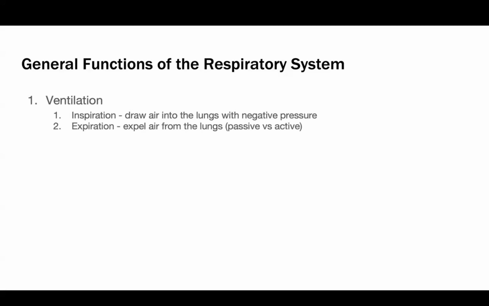So what does the respiratory system actually do? Let's run through it. This is what most people think of. The primary function of the respiratory system is ventilation. Ventilation is the physical process of moving air in and out. Inspiration pulls air in using negative pressure, meaning the thoracic cavity expands, pressure drops below atmospheric, and air rushes into your lungs.